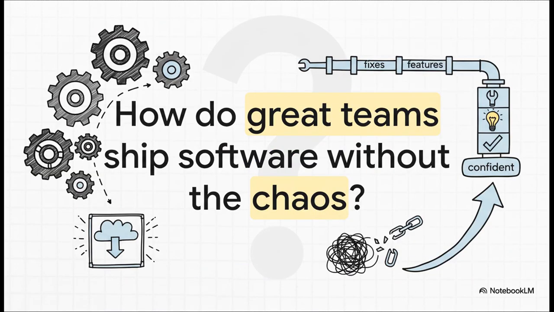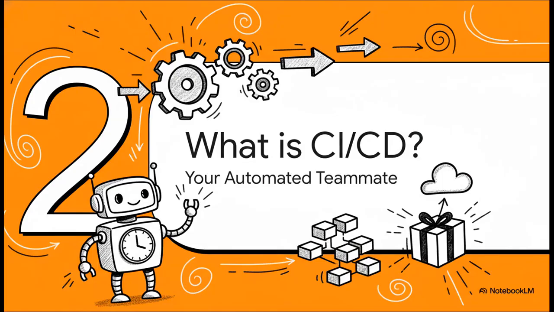So, that kind of begs the question, right? How do the best teams out there avoid all this drama? How are they able to release new features and bug fixes multiple times a day with total confidence, while other teams are struggling just to get one release out the door every month? Well, the answer isn't some kind of magic, it's a disciplined, automated process. And that process is what we call CI/CD.